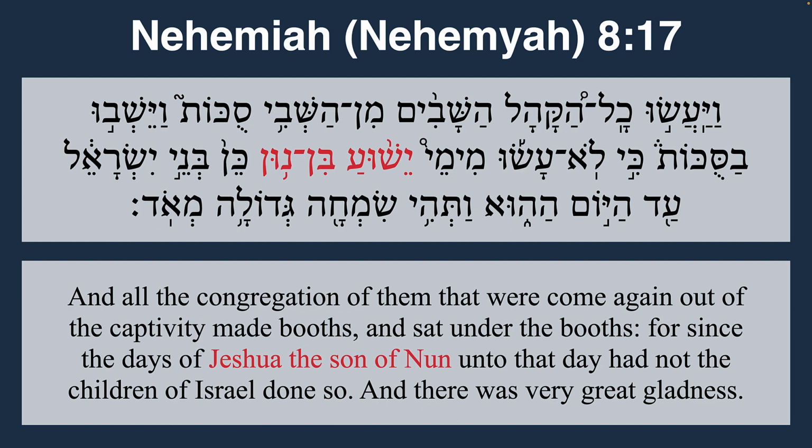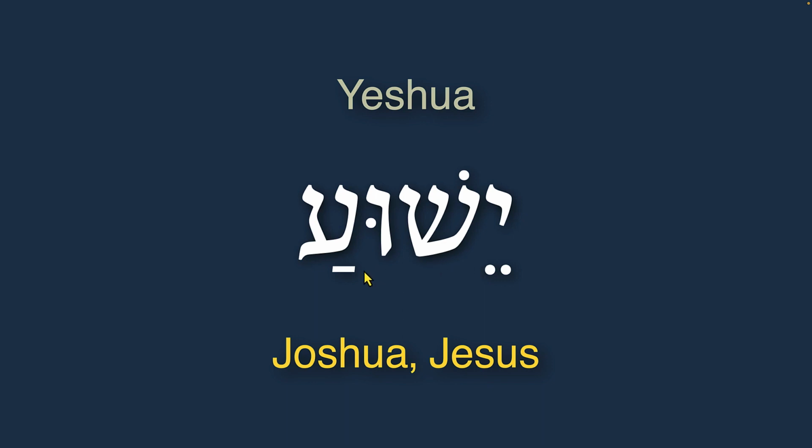Yehoshua. In the book of Nehemiah, we read about Yeshua, the son of Nun. Yeshua bin Nun. They were doing a Feast of Tabernacles, a Feast of Booths, which is Sukkot, in the days of Nehemiah. And it says, "For since the days of Yeshua the son of Nun unto that day had not the children of Israel done so." So this is Joshua, because we know that the son of Nun is Joshua. But the name used is Yeshua.